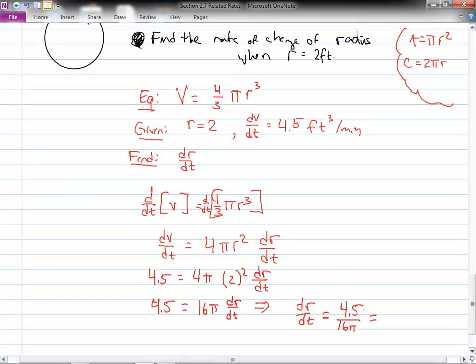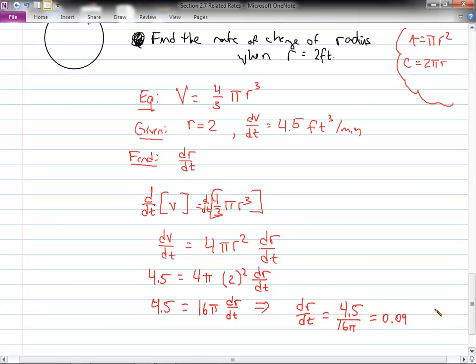I guess we could cheat. 0.088? 0.88. You sure? I don't like that answer. Yeah, that might ought to do it. Divided by 16, and then divided by pi. So rounded would be 0.09.